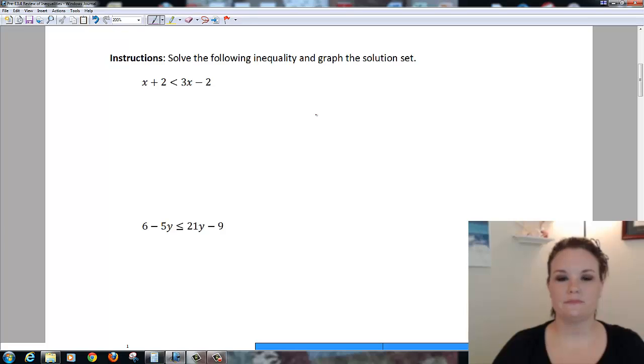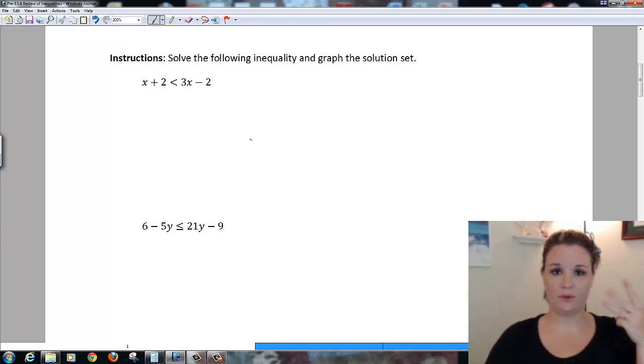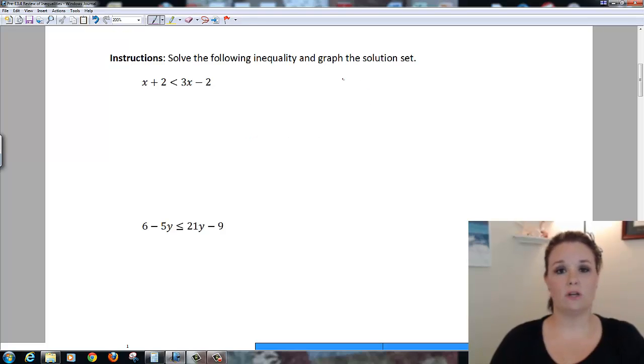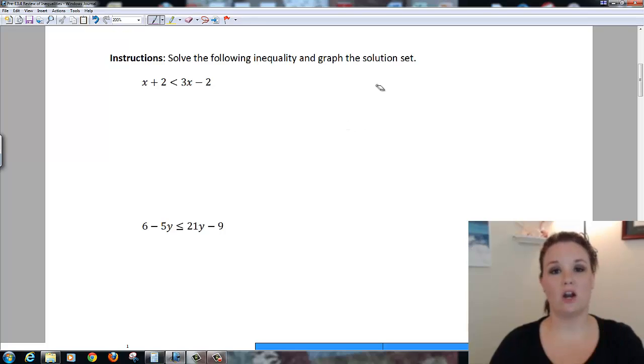So let's look at some. Solve the following inequality and graph the solution set. So I'm going to do all three answers. The first thing I want to do is solve for x. Now most of the time we always say x is less than 1, x is greater than or equal to 7. We always write our x first.